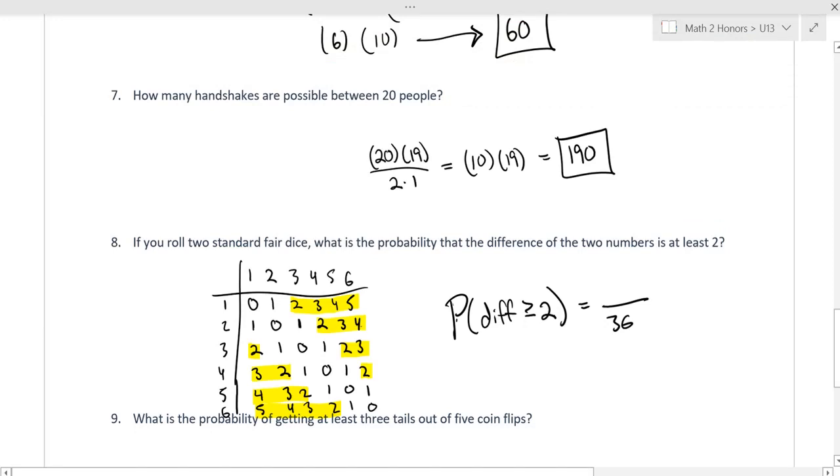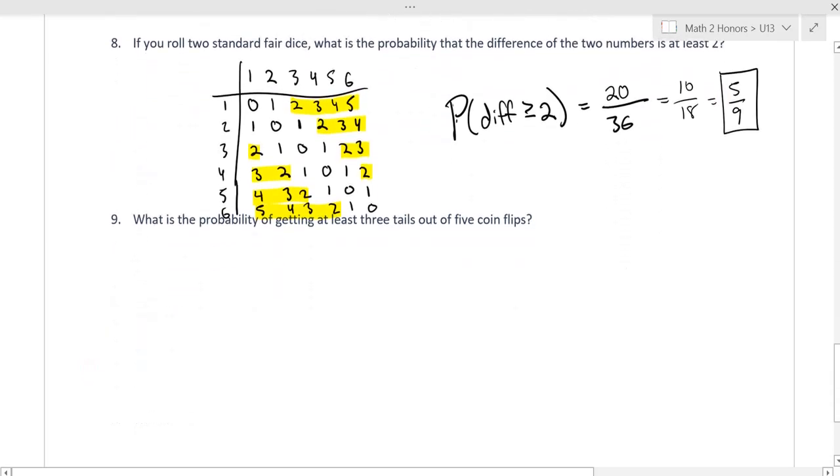So 4, 5, 6, 7, 8, 9, 10, 11, 12, 13, 14, 15, 16, 17, 18, 19, 20 out of 36. Reduce that: 10 out of 18, 5 out of 9. The probability.